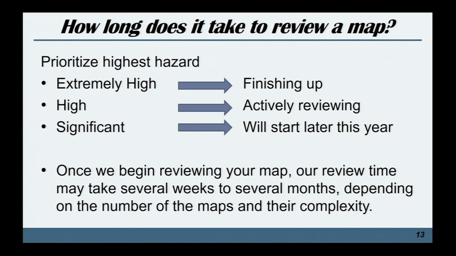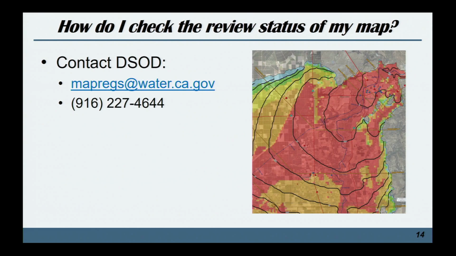So once we begin reviewing the map, the review time varies from several weeks to several months, depending on how many maps are submitted, the complexity of the maps, and sometimes even how fine the data resolution is. And so if you'd like a status update, you can email mapregs@water.ca.gov, or you can call our general number, which is 916-227-4644.